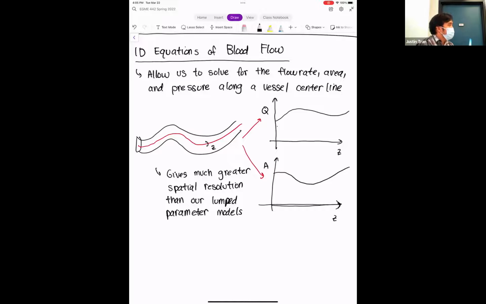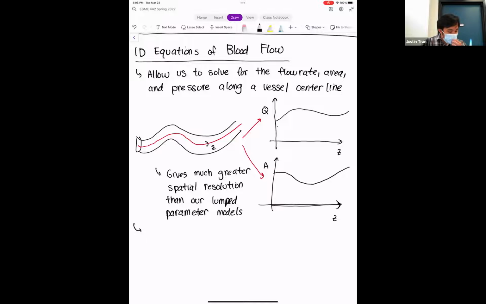And that's a good thing because the more spatial resolution you have, the more likely you are going to be accurate in terms of the solution that you're computing. Okay. One parameter models are great. They're a great first step, but they are very limited in terms of what you can actually do with them practically. And so 1D equations, I think, are the first big leap that you can take, where you can have very sophisticated 1D models of blood flow.